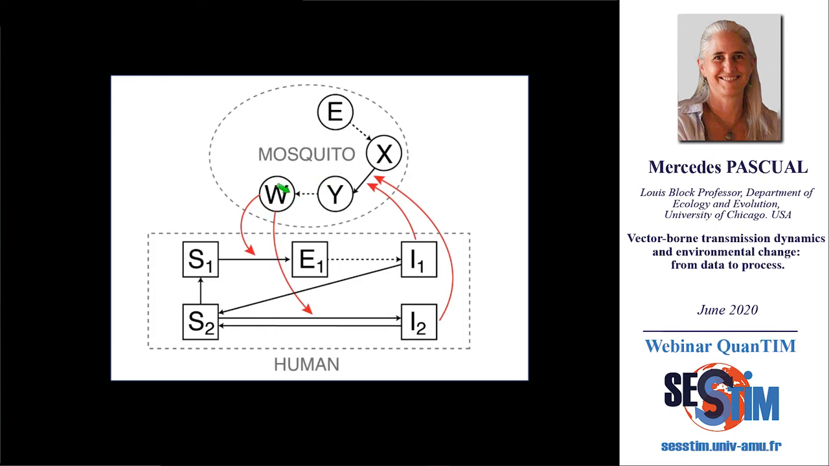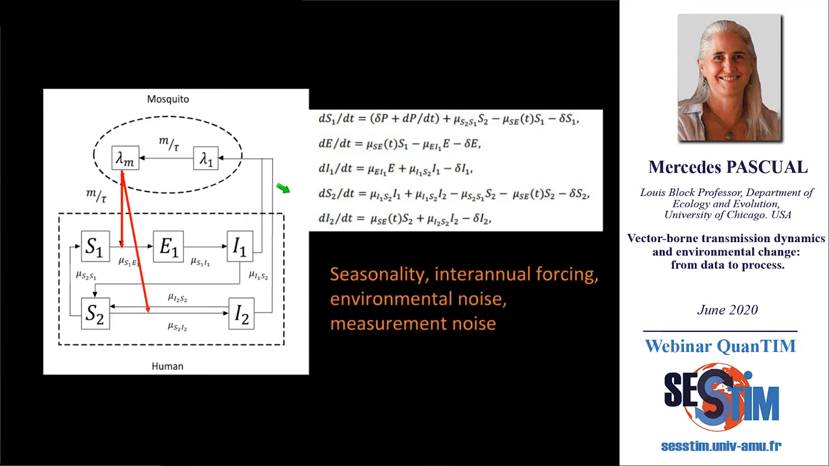But I don't want to go into those details, because what I showed you before was that we basically use a simplification of the mosquito. And this is for the purpose of fitting the time series. We want to use a simpler model than having to get all the mosquito parameters estimated, etc., or from the literature.